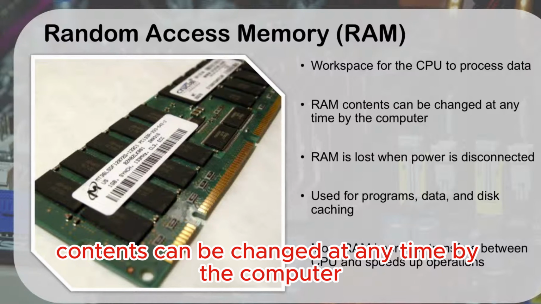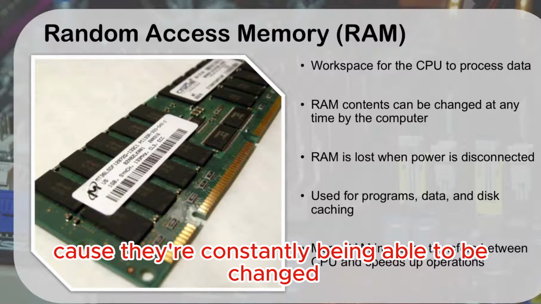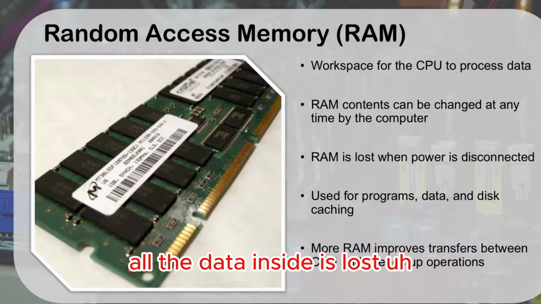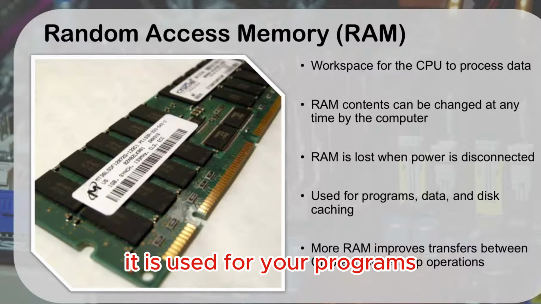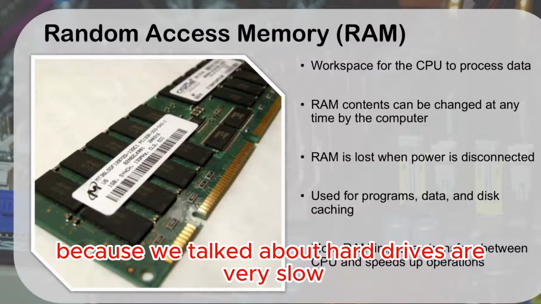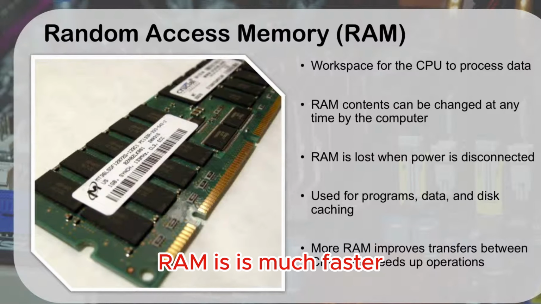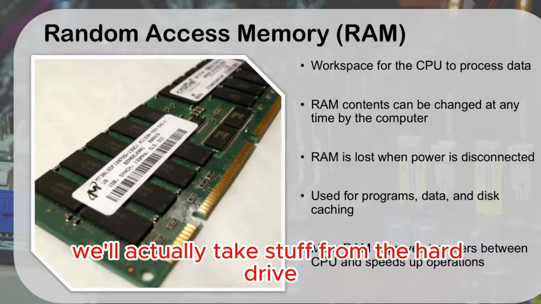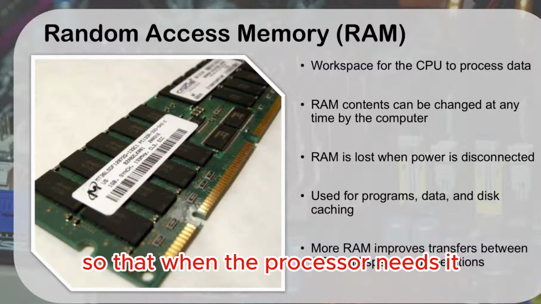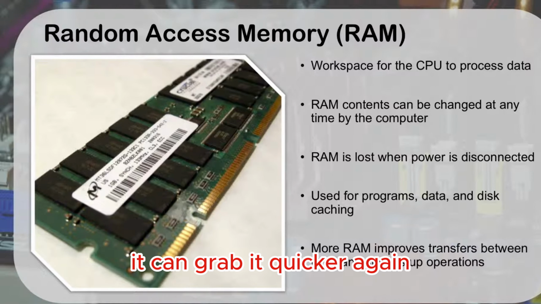RAM contents can be changed at any time by the computer. When you turn off the power, all the data inside is lost. It is used for your programs, your data, and your disk caching. Because we talked about hard drives being very slow, RAM is much faster. So what we'll do is we'll actually take stuff from the hard drive and preload it into memory, into RAM, so that when the processor needs it, it can grab it quicker.